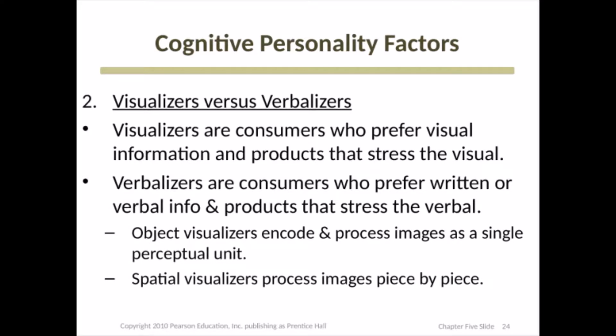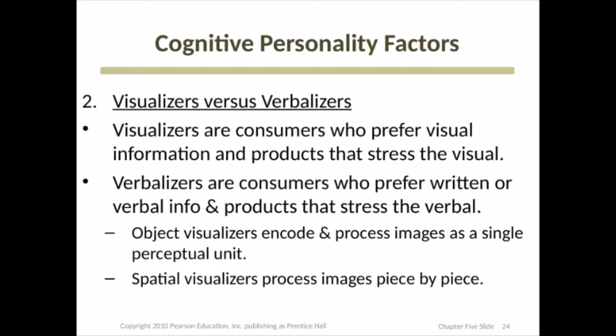The second trait is visualizers versus verbalizers. This is the other personality cognitive factor. Here the researchers differentiate between the consumer who is a visualizer. Visualizers came from the word vision. This consumer prefers visual information. He wants to see the information and stress the visual.